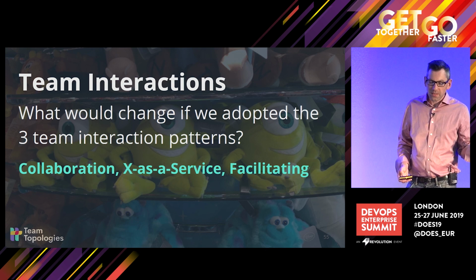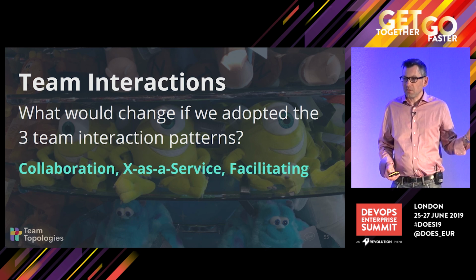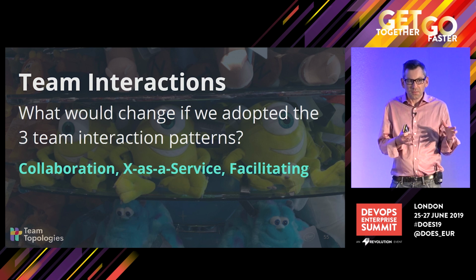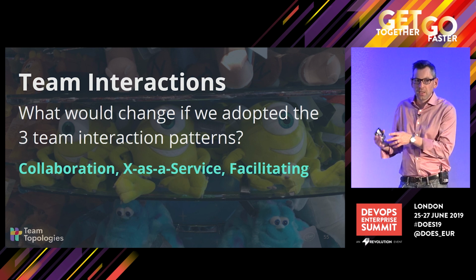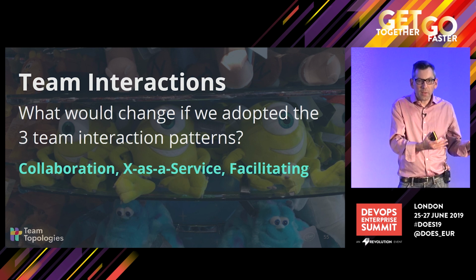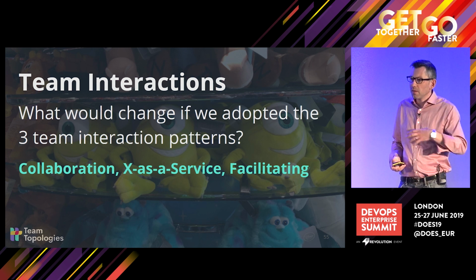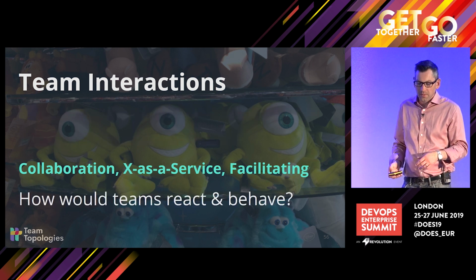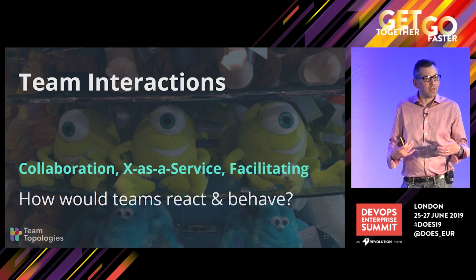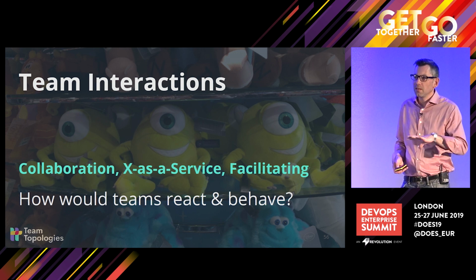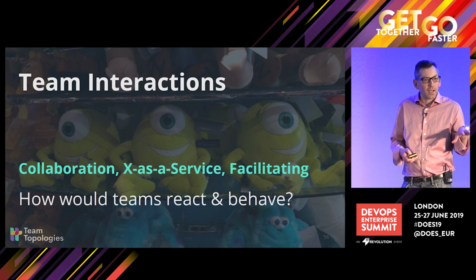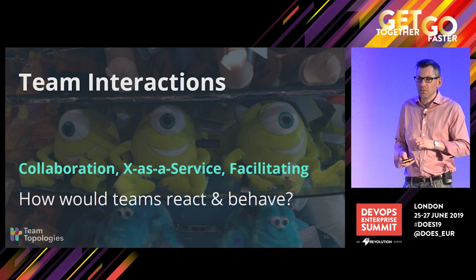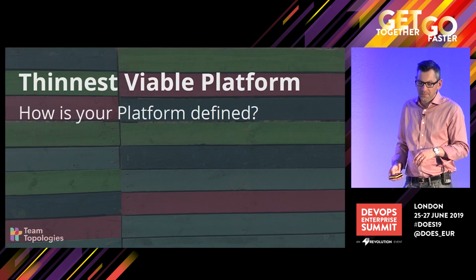If we adopted these 3 team interaction patterns that we saw earlier on, so a kind of close collaboration, so we know our cognitive load is going to be higher, or X as a service, where we know we're just supposed to consume something, or if we're facilitating, so we're kind of helping or being helped. What would happen if we adopted these patterns? Like, how would teams actually react and behave in this context? Because you need to sense your organizational situation, how your kind of maturity or the dynamics within your organization as to where to start to apply some of these kind of practices. Don't just rush in and do it.